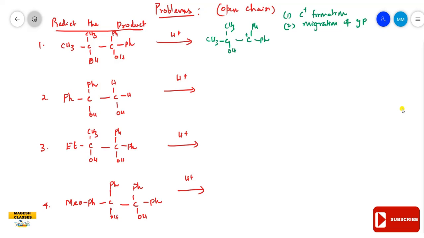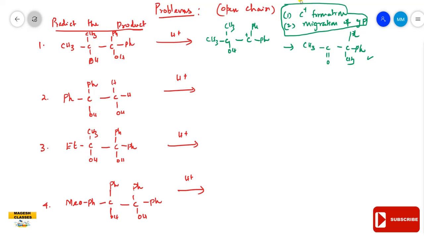Then there are two methyl groups present and there is no migration priority to follow here. So either of the methyl groups is shifted. That is a 1,2 methyl shift. You will get the product like this, Ph, where the methyl group is shifted. So this is the product. So two important categories you have to remember: one is the formation of carbocation and also migration of the groups.